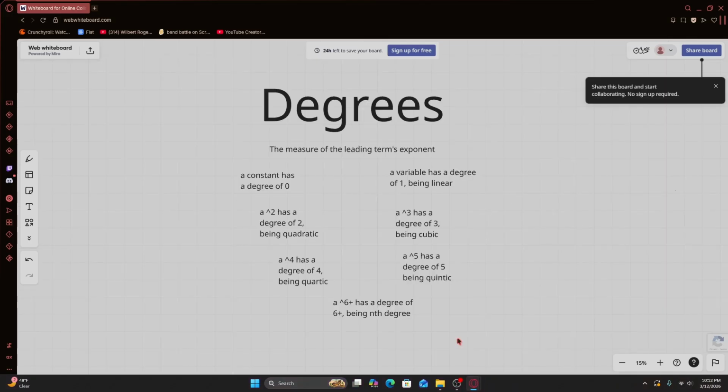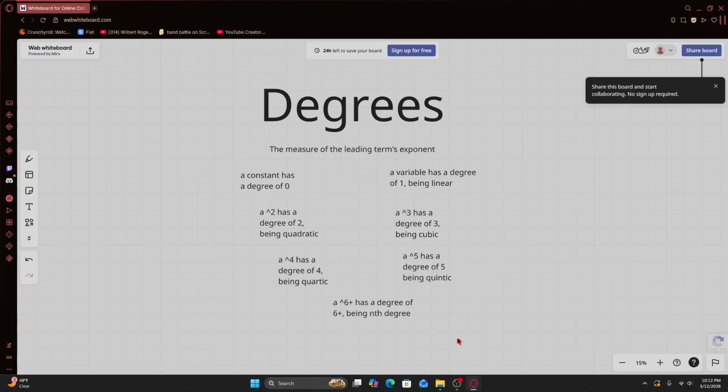So degrees are the measure of the leading term's exponent. But for a constant, even though constants have an exponent of 1, they will have a degree of 0, and anything with a variable, so a coefficient or maybe just x, has a degree of 1, which is linear. So anything that is squared has a degree of 2, which is quadratic. So quad does not mean 4. Quad means 2.